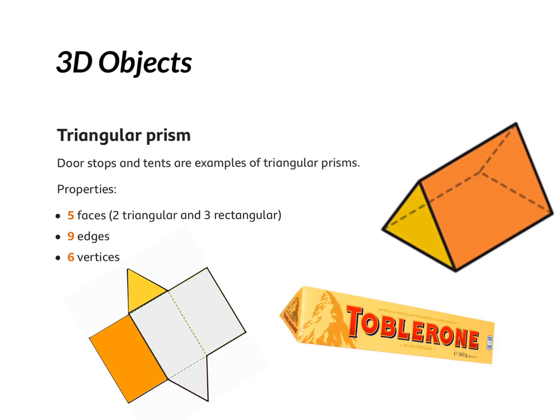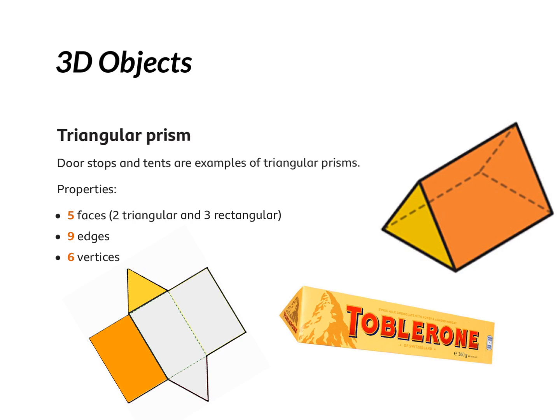The last object we are going to explore is the triangular prism. A triangular prism has 2 triangular faces and 3 rectangular faces. So all up it has 5 faces. It has 9 edges and 6 vertices. It looks exactly like a Toblerone pack. Once again, we have the net down the bottom. If we fold the net up in our mind, we can make a triangular prism.